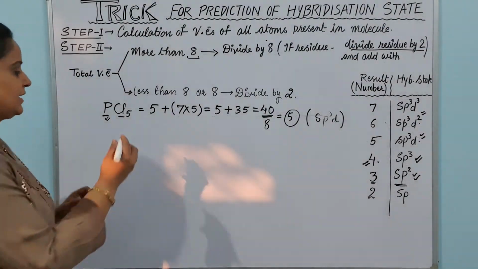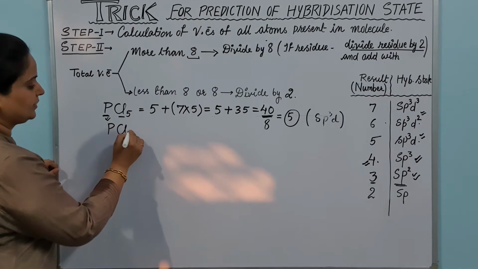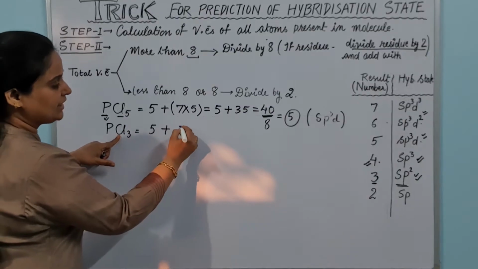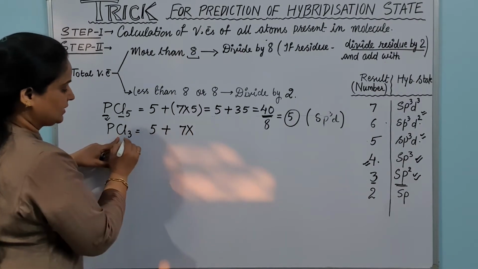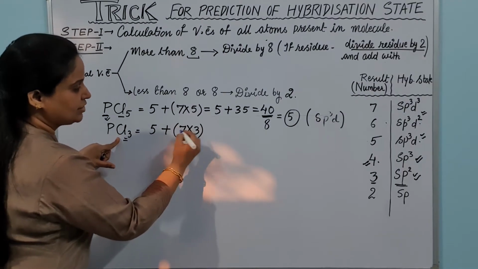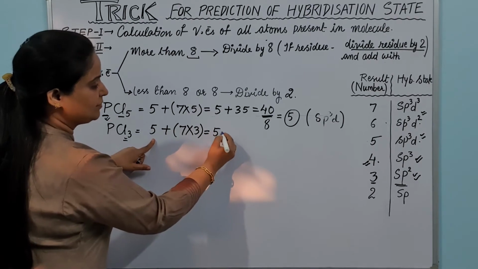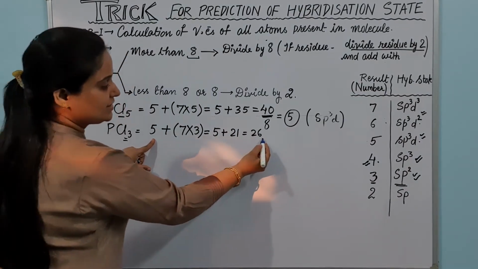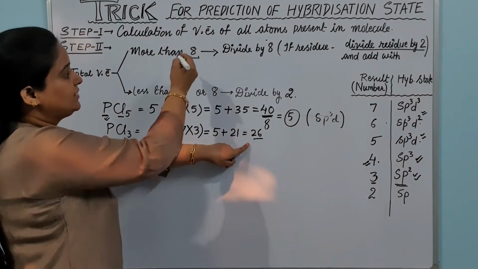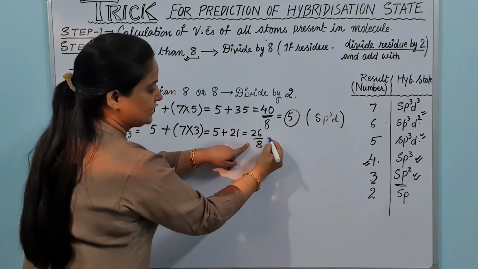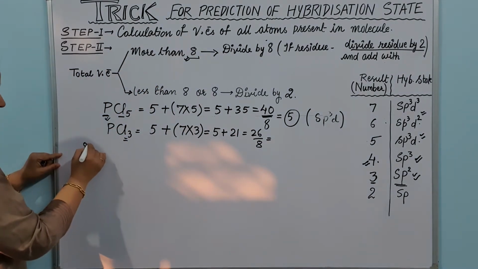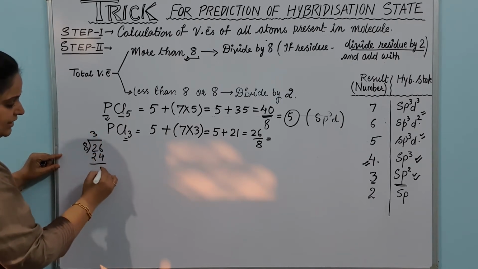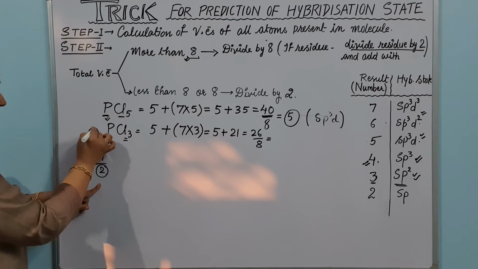Next example I am taking is PCl3. In PCl3, phosphorus has 5 electrons in the outermost shell, chlorine has 7 electrons in the outermost shell. There are 3 chlorines in PCl3. So the total number of electrons becomes 5 plus 21, that is 26. Because this number is more than 8, I will divide it by 8. So when I divide this number by 8, 3 eights are 24. I am getting 2 as residue and 3 is my answer.